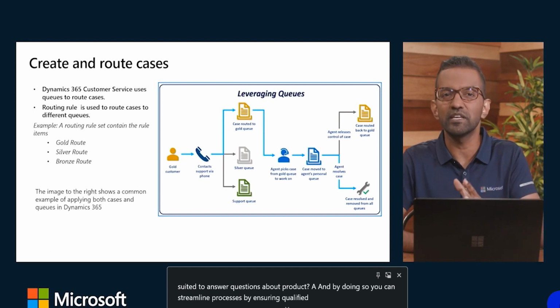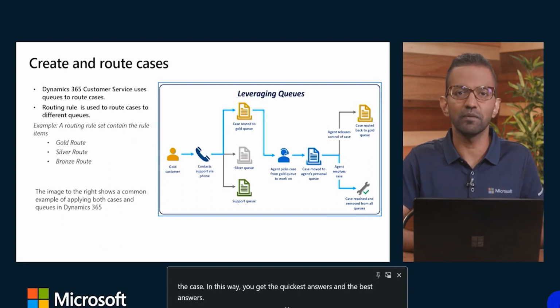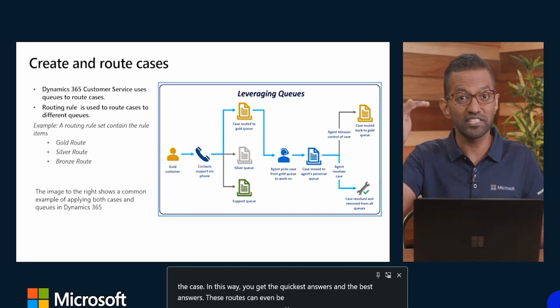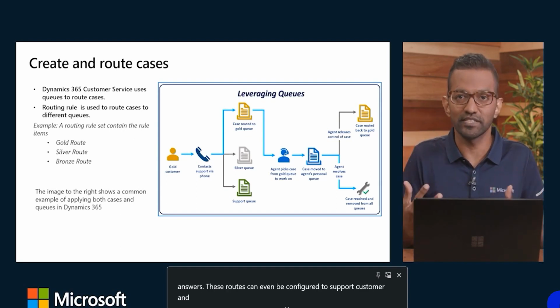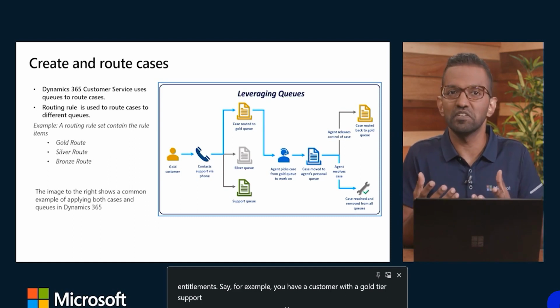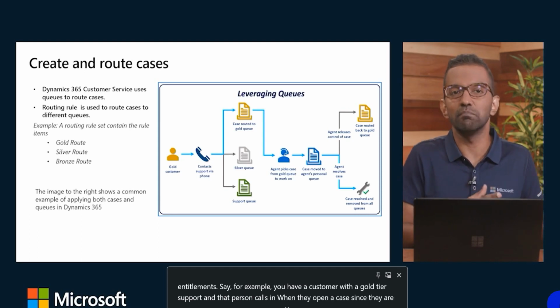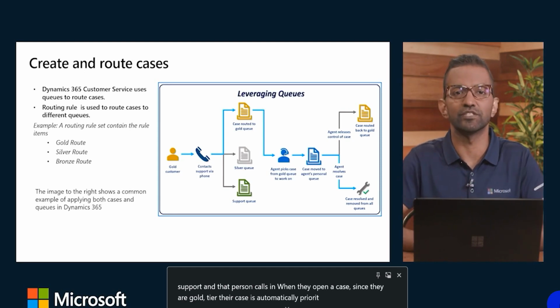These routes can even be configured to support customer entitlements. Say, for example, you have a customer with a gold tier support, and that person calls in. When they open a case, since they are gold tiered, their case is automatically prioritized over other tiers, and immediately an agent can be directed to that.